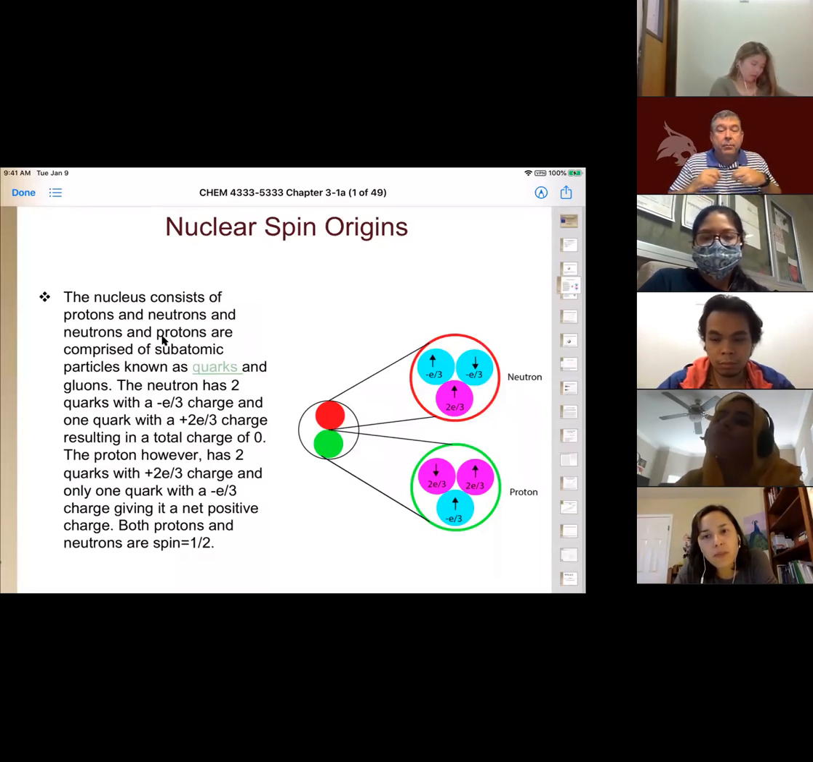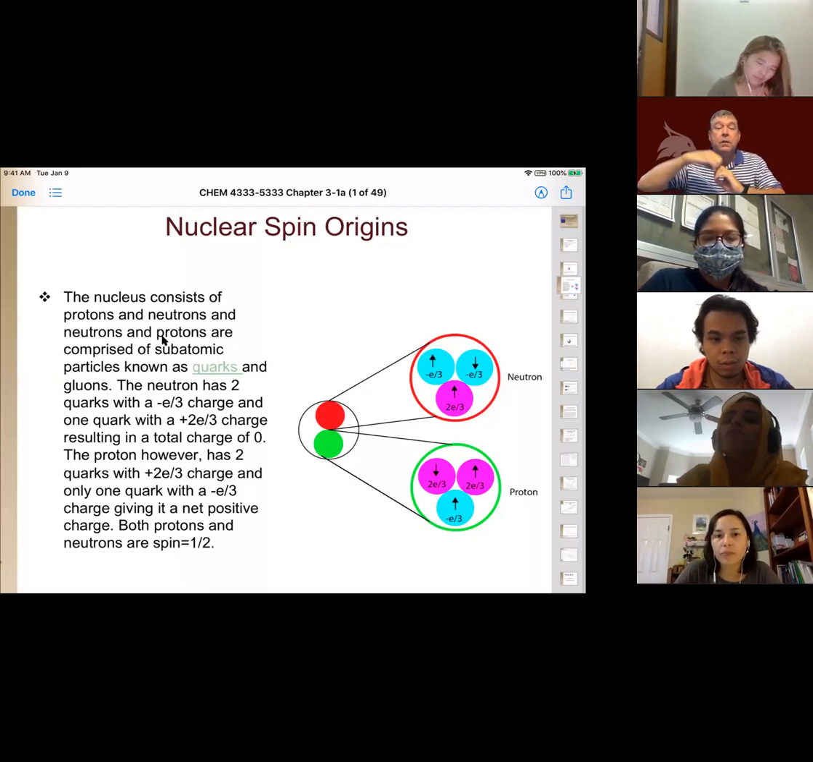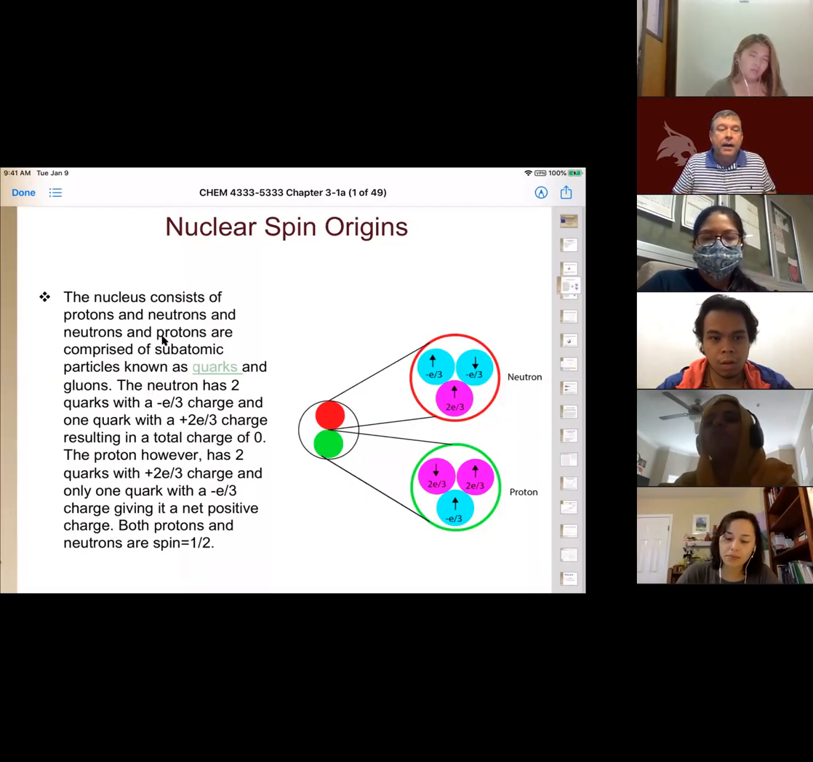Now, with the proton, we actually have 2 of the +2e/3 quarks and 1 of the -e/3 quark, which gives it a net 1/2 spin as well. So the neutron has a half spin and the proton has a half spin, okay? So if we have 1 neutron and 1 proton, they can cancel each other out because one will be a spin up, one will be a spin down, and they'll cancel each other out, giving us no spin.